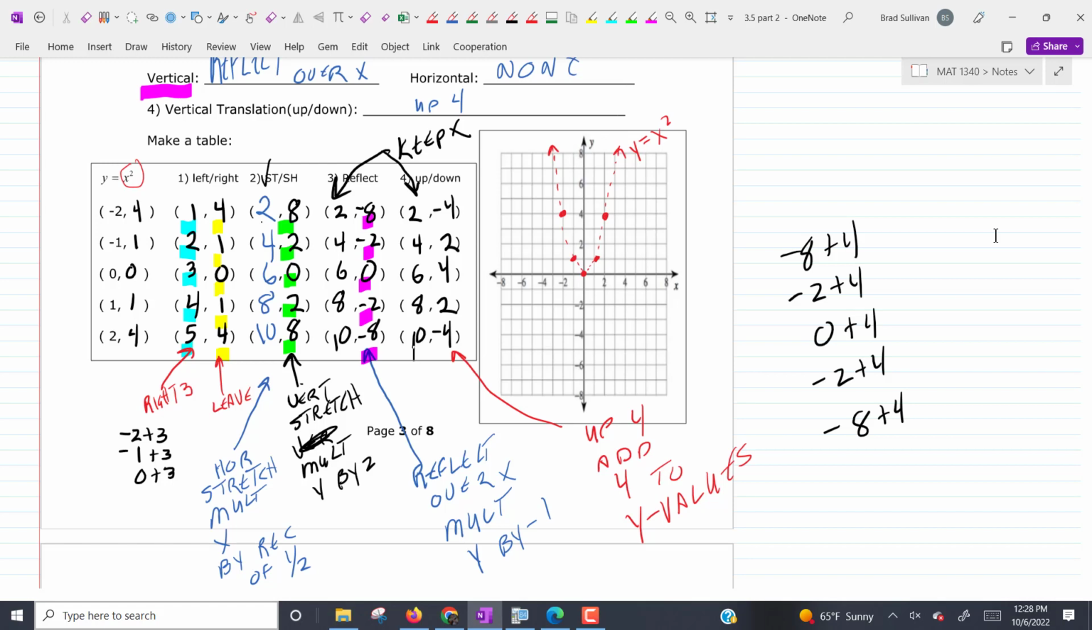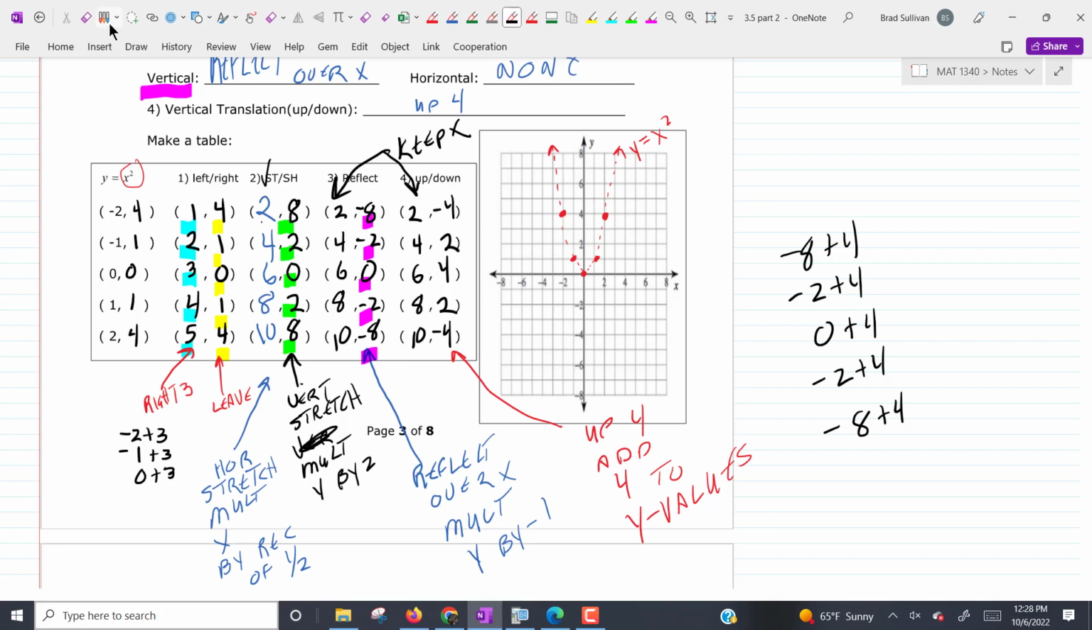Now when we did reflect over x, what did we do? We changed all these y's to opposites. And then finally we had the up 4, so I just did -8 plus 4, -2 plus 4, and so forth. So if you know what those transformations are doing, and you run through this system, you're going to get your new function.